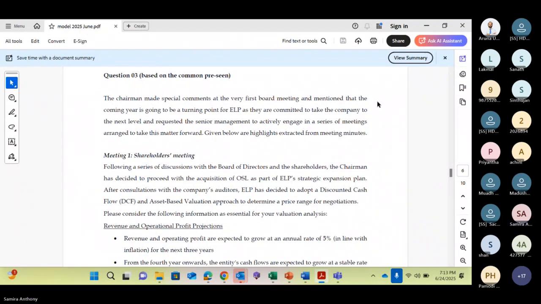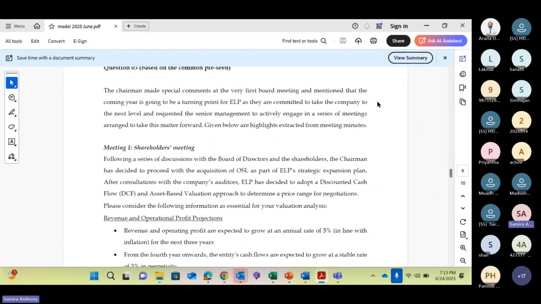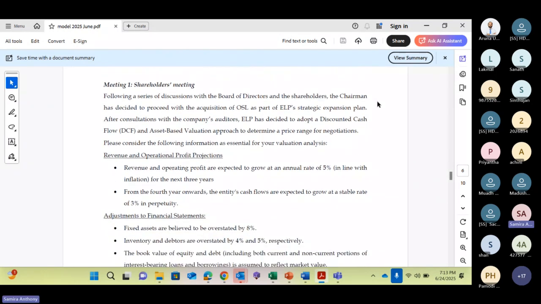Meeting number 1, shareholder meeting. Following a series of discussions with the board of directors and the shareholders, the chairman has decided to proceed with the acquisition of OSL as part of ELP's strategic expansion plan. After consultation with company auditors, ELP has decided to adopt discounted cash flow and asset-based valuation approaches to determine a price range for negotiations. This is very important. You plan to use the DCF method and asset-based valuation, and through that you are trying to have a price range.